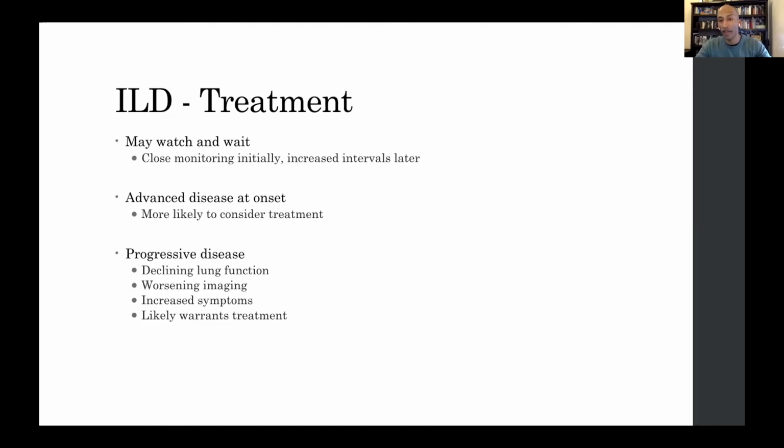If someone has more advanced disease on onset and they're very symptomatic, you probably are concerned that they'd lose any more lung function, they'd be in big trouble. So we're more likely to start treatment early in those individuals. And certainly if you have progressive disease, so if you're one of those people that have disease that's clearly marching downwards within those first 2 years of diagnosis, with worsening lung function, worsening imaging, increased shortness of breath, then certainly that warrants treatment.